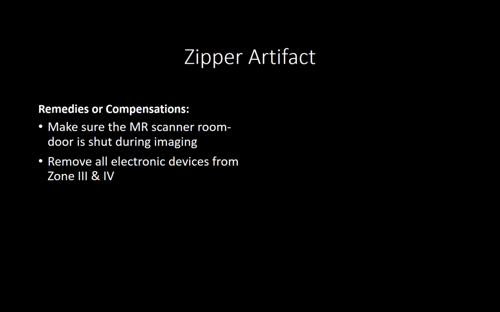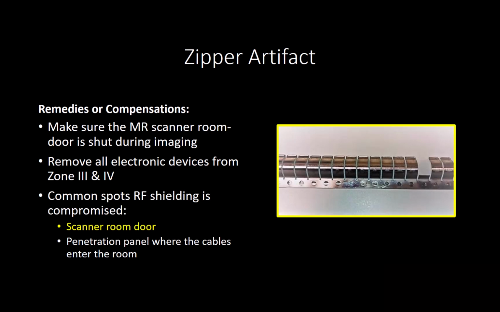with the imaging data. Common spots where RF shielding is compromised: the scanner room door. These copper teeth tend to wear down and break off as you use the door more and more. Or the penetration panel where the cables enter the room. Make sure you have copper lining around that penetration panel.